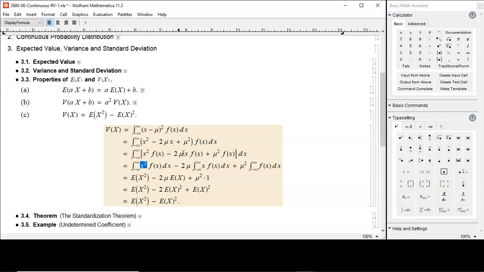And here, 2 mu, that's just a constant. And then this part, x times f of x, that's just the expected value, that's mu. So we have 2 mu squared as a matter of fact. And here mu squared, and then this is 1. So the expected value of x squared minus 2 mu squared plus mu squared. After simplification, just minus mu squared.